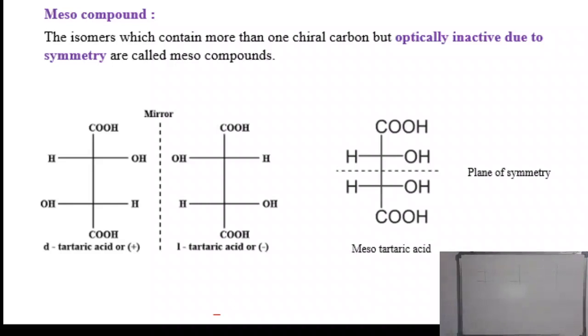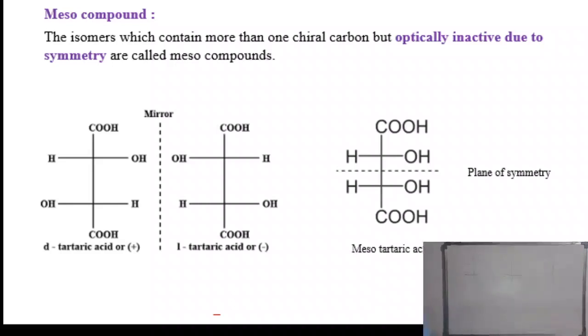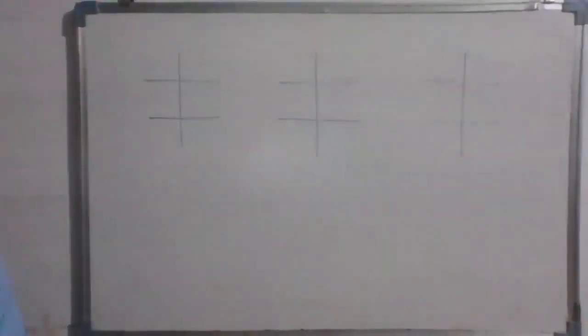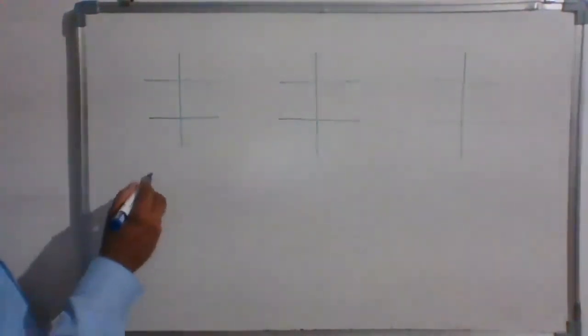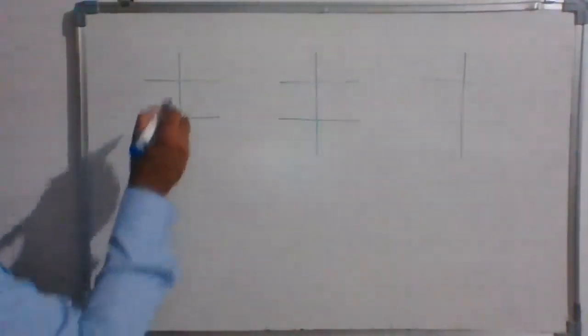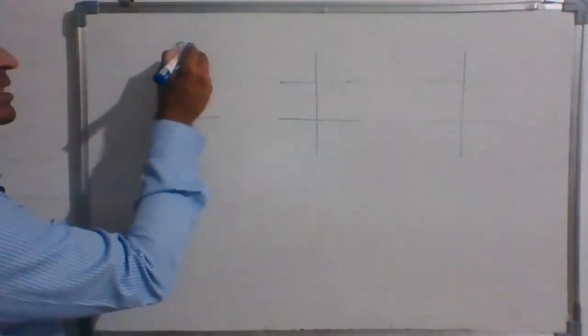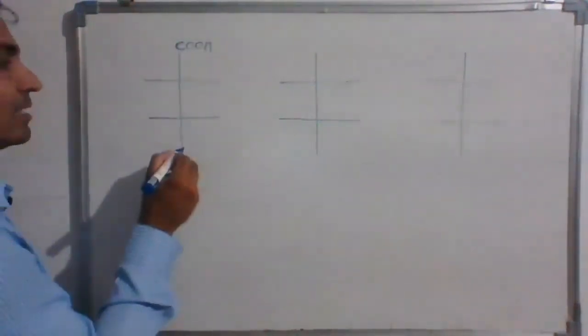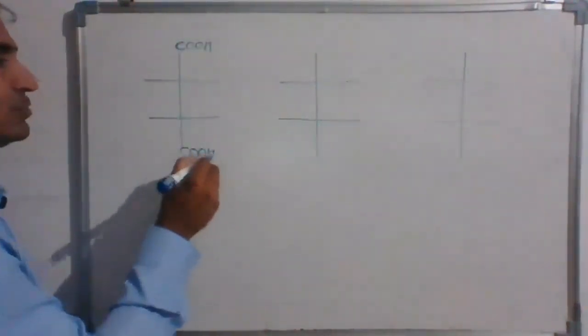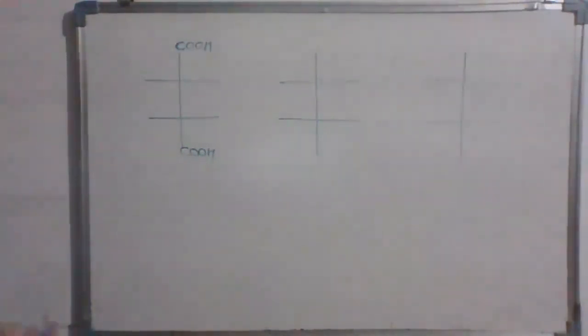I will zoom the board so that you can see what I am doing on the board. See, I have just drawn the skeleton of tartaric acid. In the tartaric acid, there are two carboxyl groups. Tartaric acid is a dicarboxylic acid. It is having two COOH groups. One is at the top, another is at the bottom.